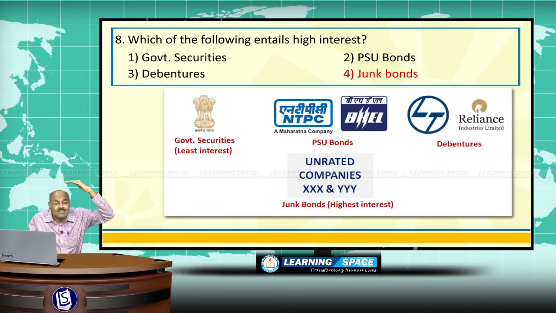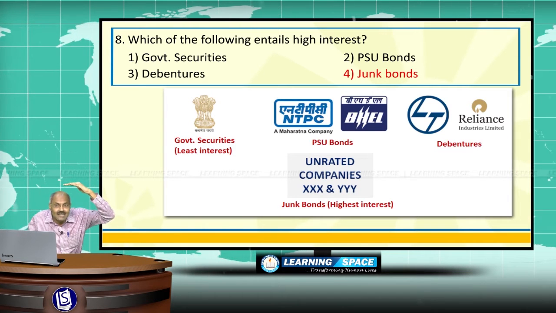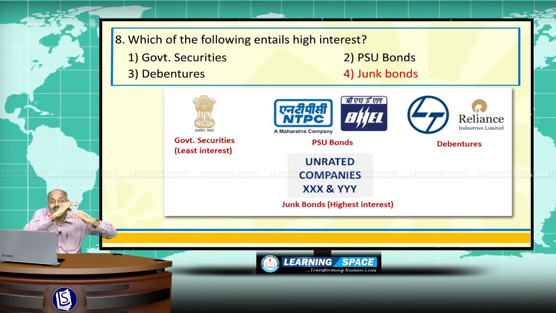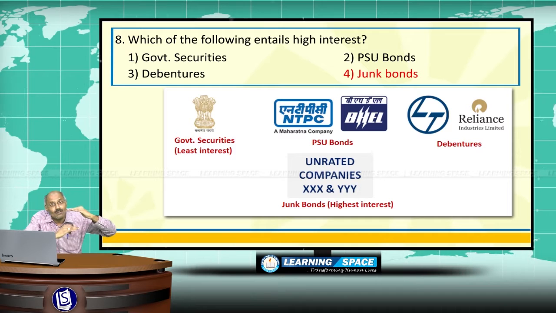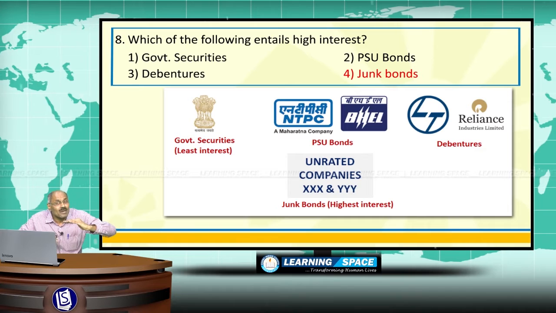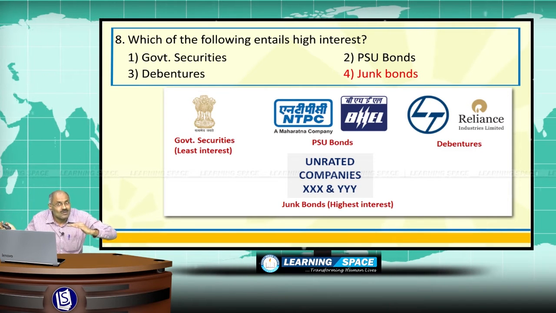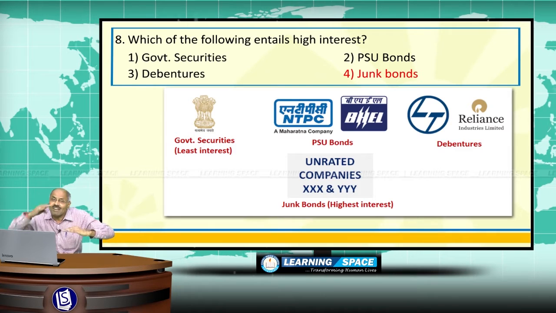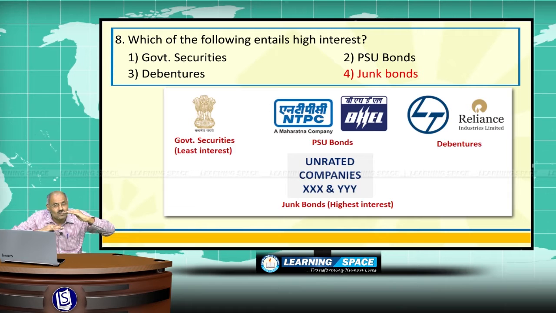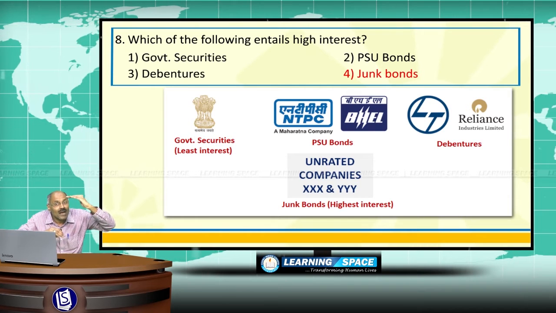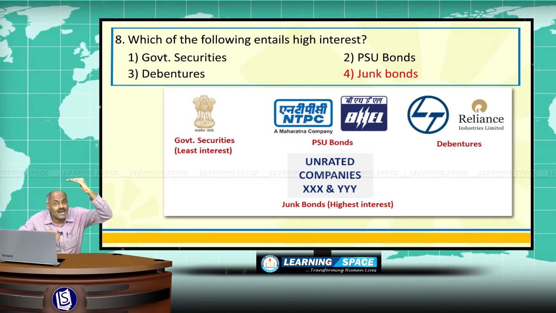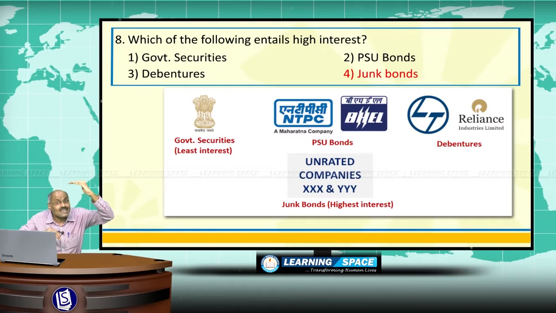Out of the given, junk bonds will carry the highest interest, then debentures, then public sector undertakings bonds, then government securities. What I mean to convey is government securities, because of being sovereign in nature and having the highest security, will carry the least interest, followed by public sector undertakings bonds, then debentures issued by the private sector companies, then junk bonds issued by the companies which have a lesser credit rating.